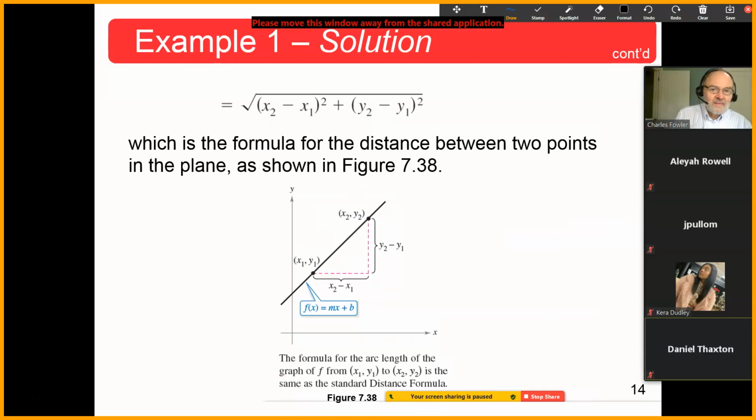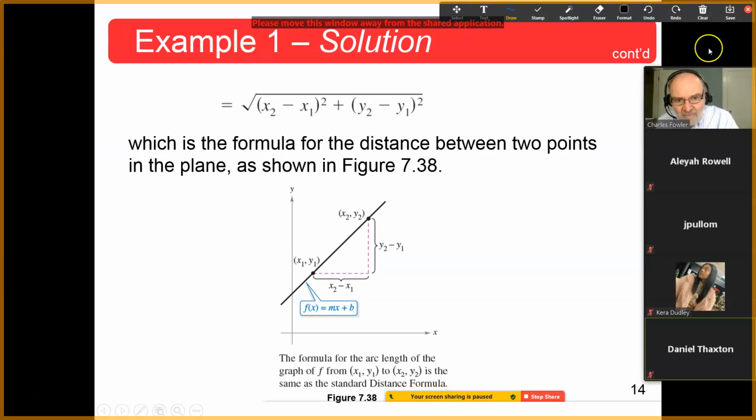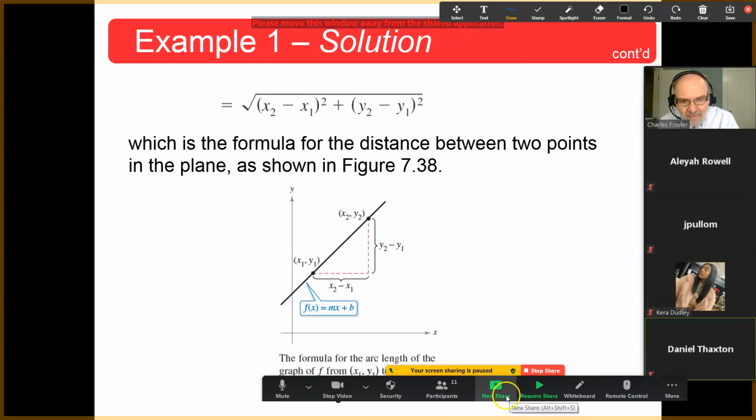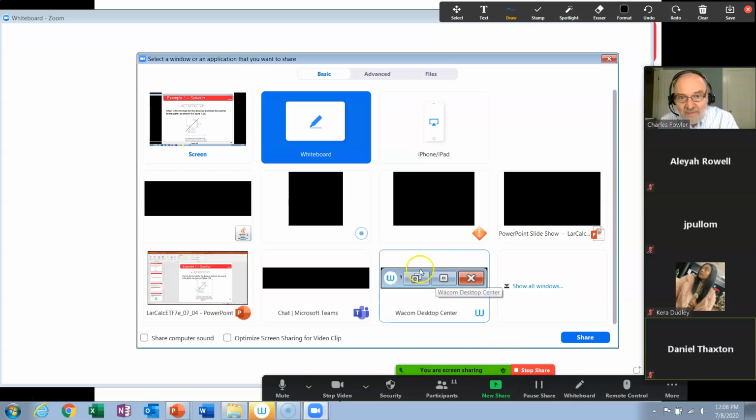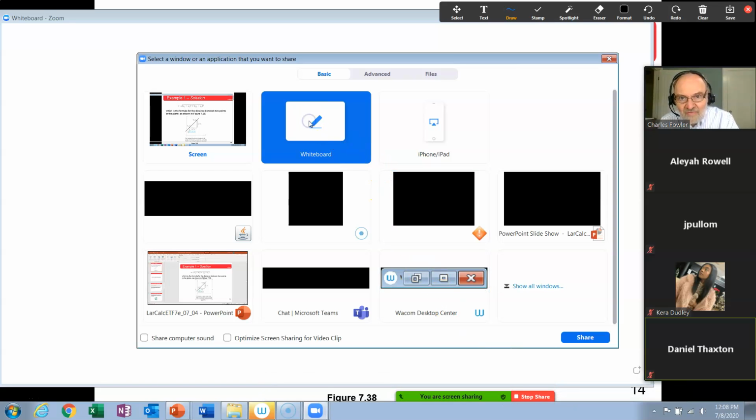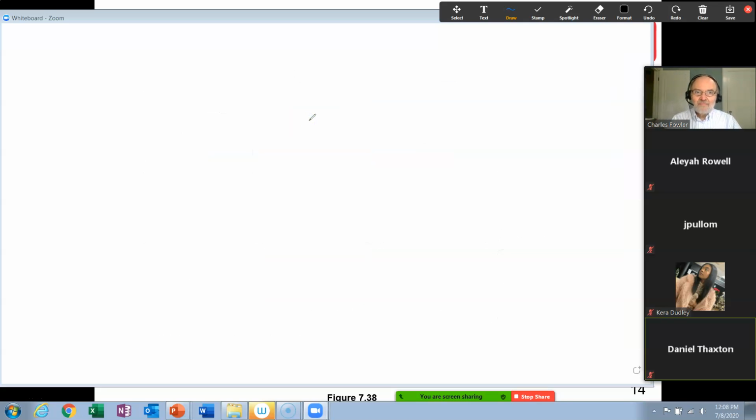Uh-oh, my screen sharing paused. I must have hit something. Oh, I know what happened. It's supposed to be on the whiteboard, and somehow it went back to PowerPoint. Okay, here we go. Don't know how that happened. This Wacom will hit the computer key and do something to it, and I can't ever figure out exactly how it did it.